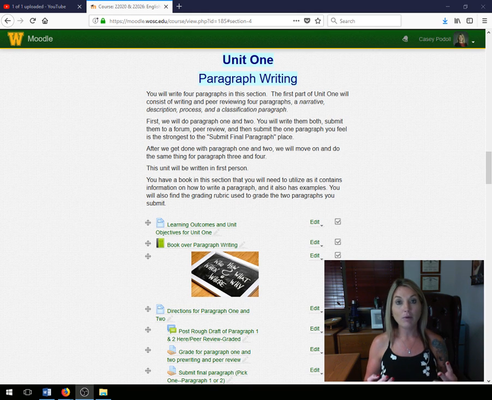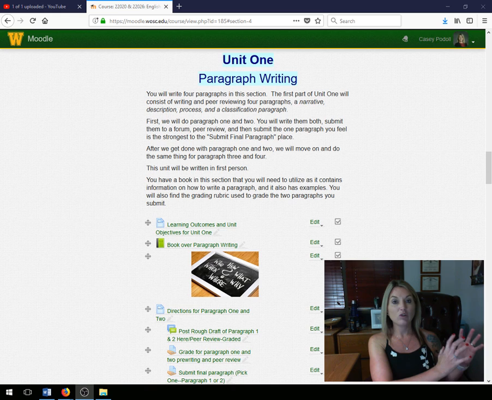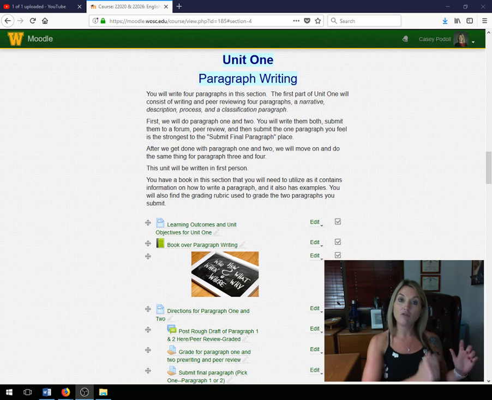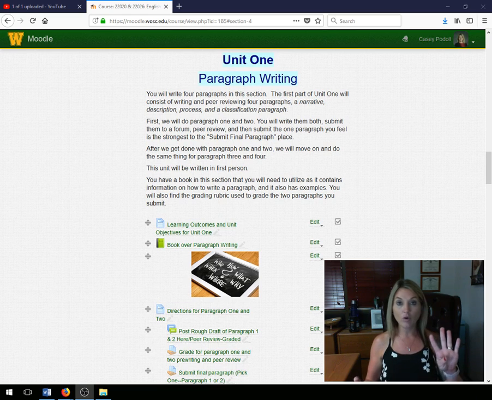We're going to write 4 paragraphs, and we're going to take them 2 at a time. We're going to take paragraph 1 and 2. You're going to write it, peer review, revise, and then you're going to pick the one you feel is the strongest and submit that for grading. You will then turn around and do the same thing for paragraph 3 and 4. You are required to write all 4, but you're only going to get graded for 2. So that's the quick basics of it.